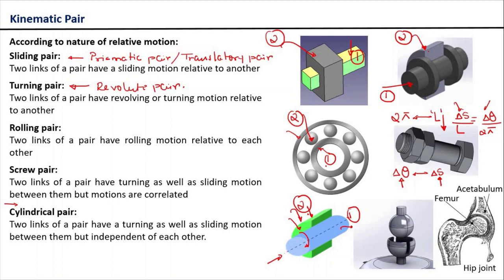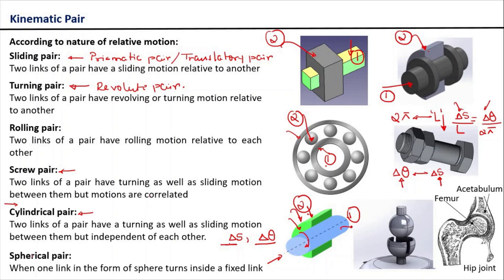Now you can very easily say here that if I define the translational coordinate and rotational coordinate by delta s and delta theta, these two coordinates are independent of each other. This is the basic difference between a screw pair and a cylindrical pair.